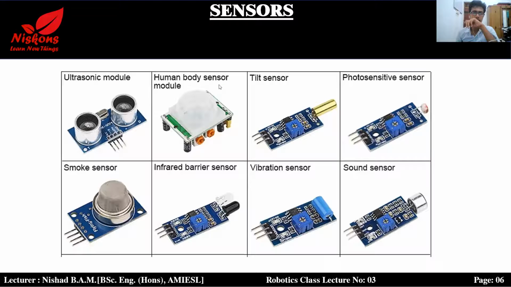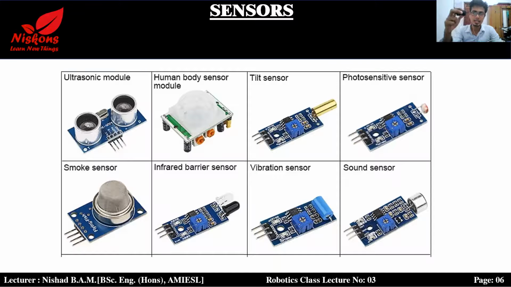Can you think of any? What kind of robot can you think of? A car. Yeah, a car. So let's say this is a car, as an example. We can install the sensor in the car.